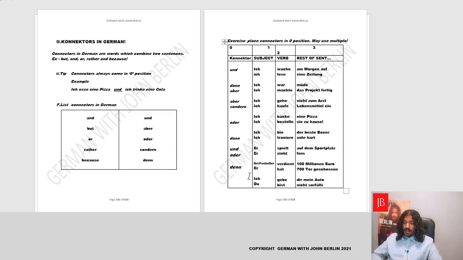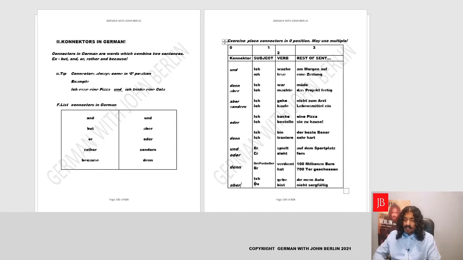Fantastic. Moving forward. Ich gebe dir mein Auto, du bist nicht sorgfältig. Yes. So I give you my car. Ich gebe dir mein Auto. Du bist not careful. I give you my car. You are not careful. How could we connect them? I give you my car, but you are not careful. So we could write here: Ich gebe dir mein Auto, aber du bist nicht sorgfältig.